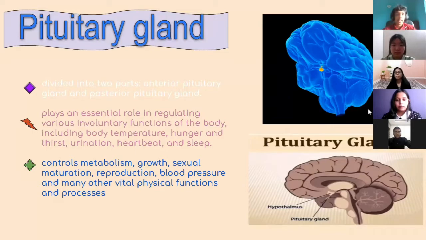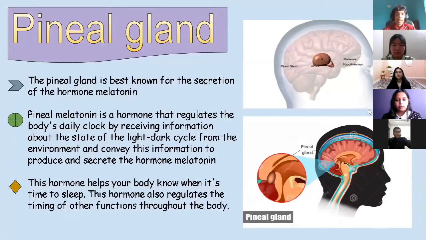Next, we have the pineal gland. The pineal gland is best known for the secretion of the hormone melatonin, which is released into the blood and possibly also into brain fluid, known as cerebrospinal fluid. Pineal melatonin is a hormone that regulates the body's daily clock by receiving information about the state of the light-dark cycle from the environment to produce and secrete the hormone melatonin. As mentioned earlier, this hormone helps your body know when it's time to sleep. This hormone also regulates the timing of other functions throughout the body, such as when puberty starts.